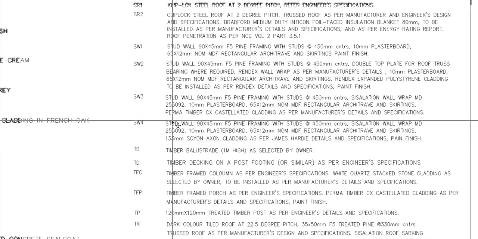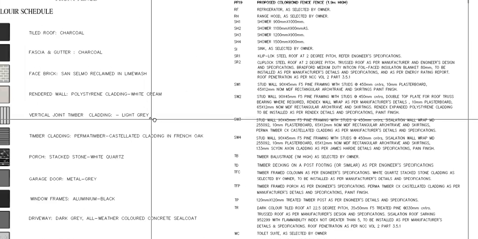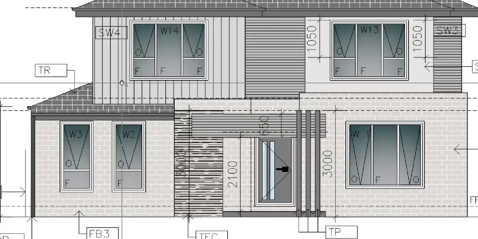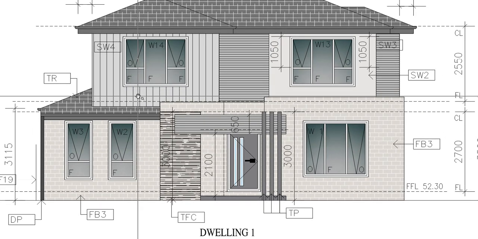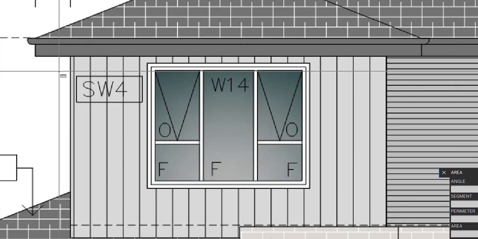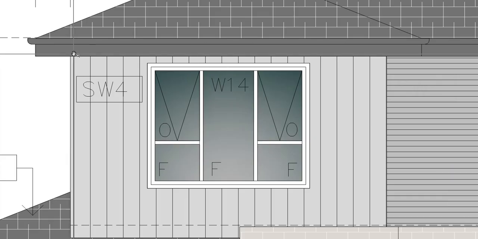So first we will take the area of every place where SW4 will come. Okay, so here is SW4. We take the area of this place, like this one. And this is the fascia gutter. One more thing, this is the fascia gutter, and this is the cladding.